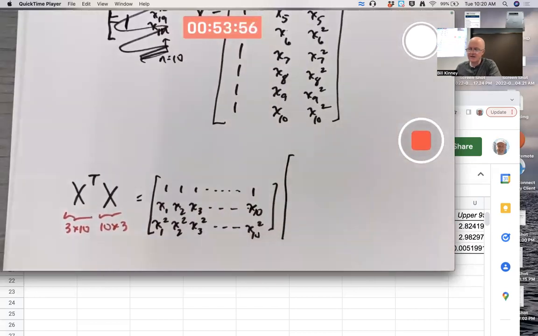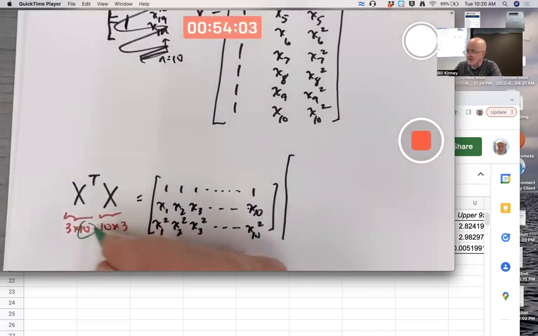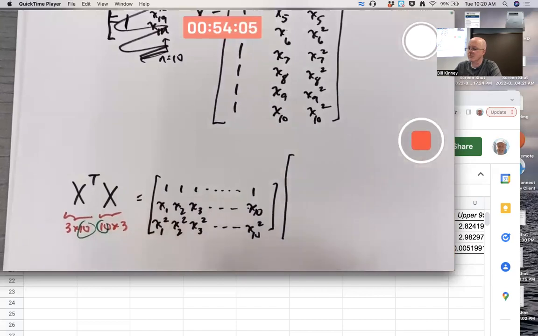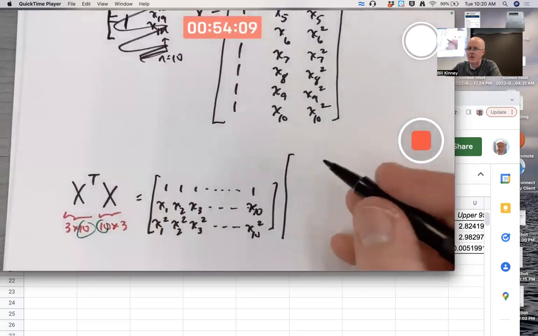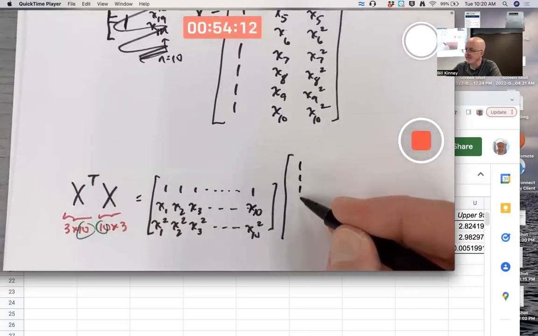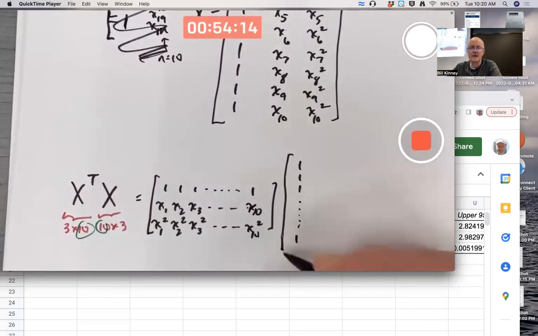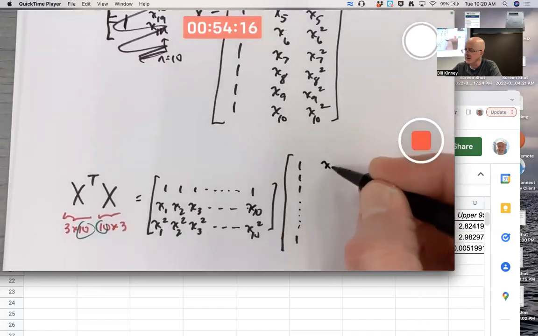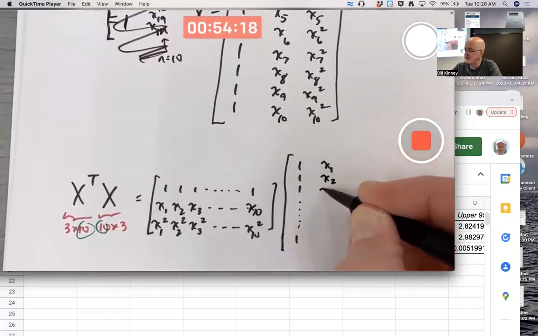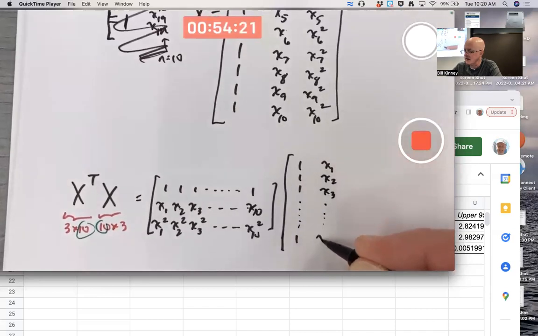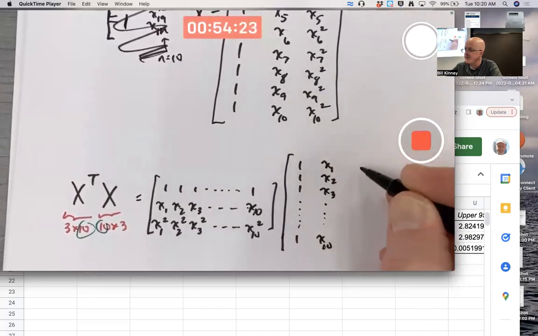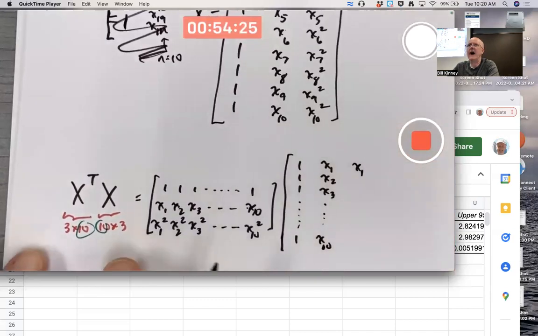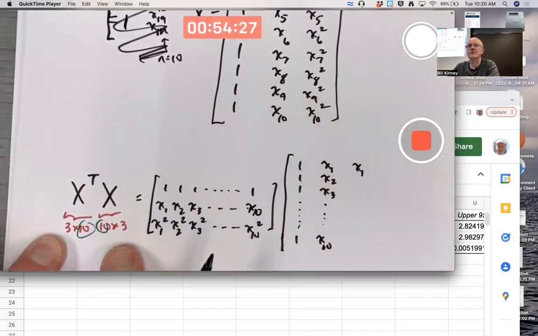And I can do it. I can do the multiplication, you should remember from linear algebra, because these two numbers match. The number of columns of the matrix on the left matches the number of rows of the matrix on the right. So I can do this multiplication. And what kind of matrix do I get when I do the multiplication? You look at the outside numbers. I'm going to get a 3 by 3 matrix.